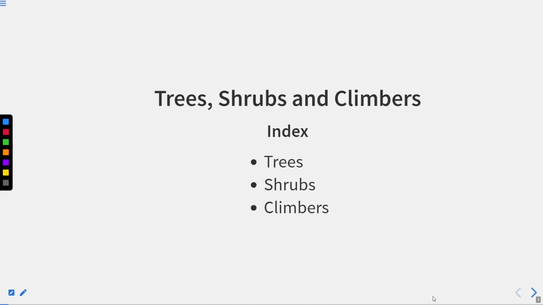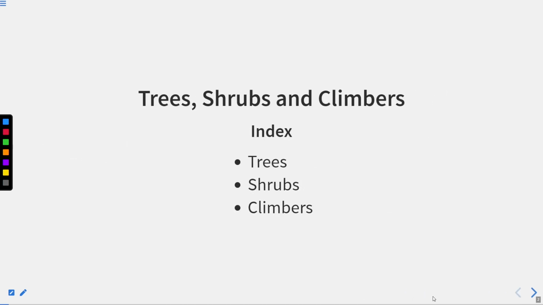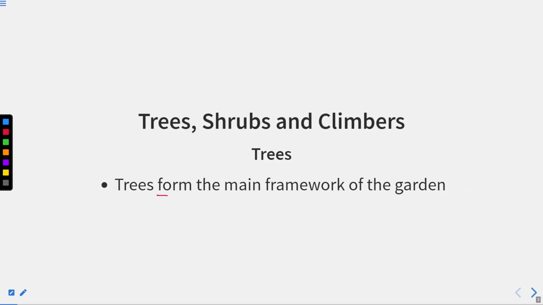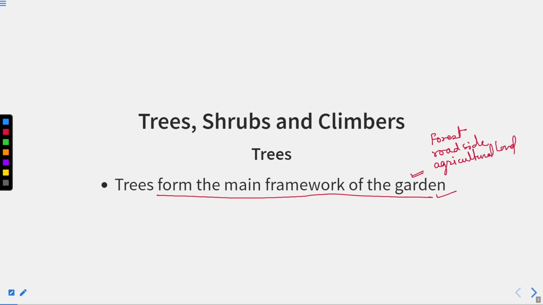So in this session we are going to study about trees, shrubs and climbers. So this is the topic that we are going to cover in this particular session. So the trees form the main framework of the garden. Trees are not only present in the garden but also in the forest, roadside, along the agricultural land, right? And of course in the garden.